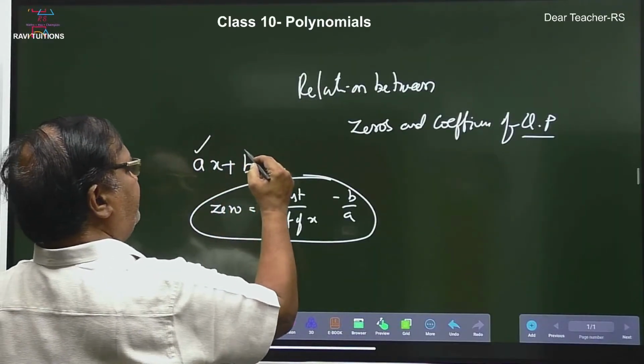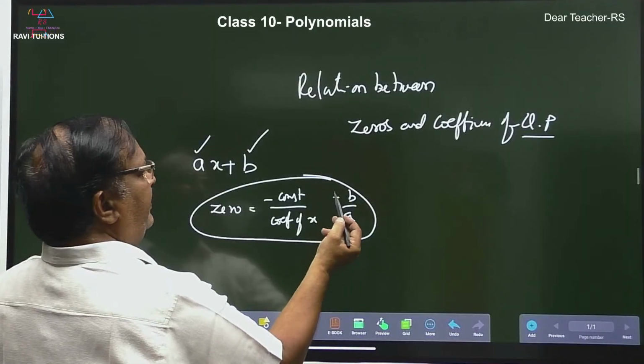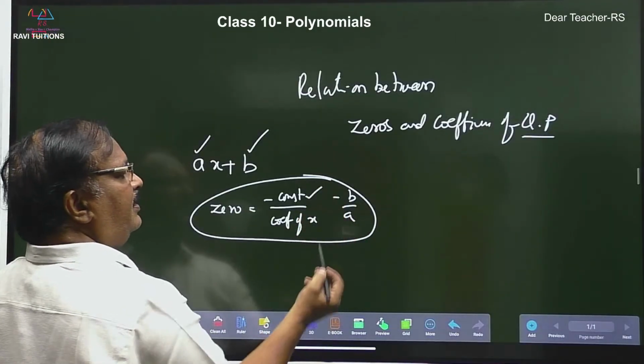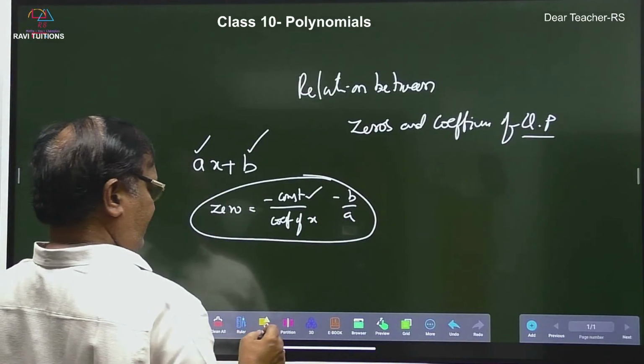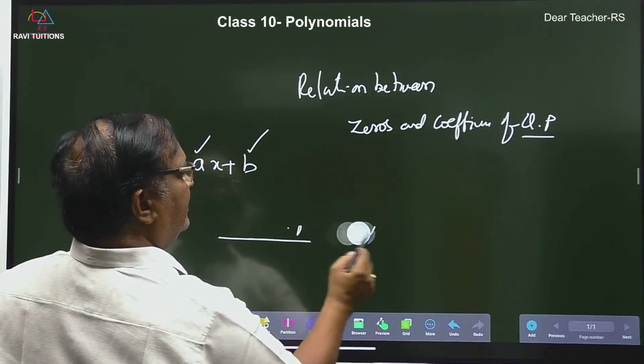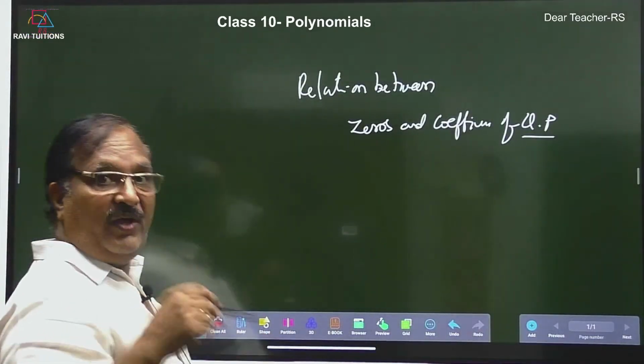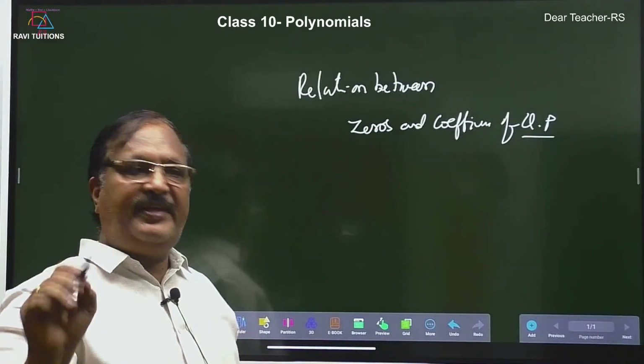A is a coefficient, b is a coefficient. So zero is equal to minus b by a. Minus b is nothing but constant. A is coefficient of x. Same way, we will have relation between zeros and the coefficients of quadratic polynomial. That is very important.